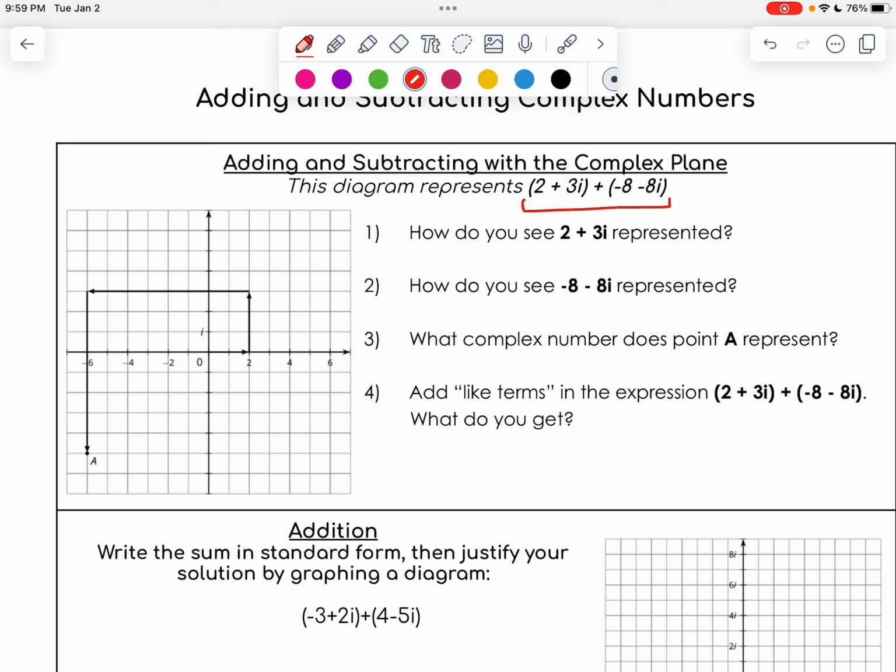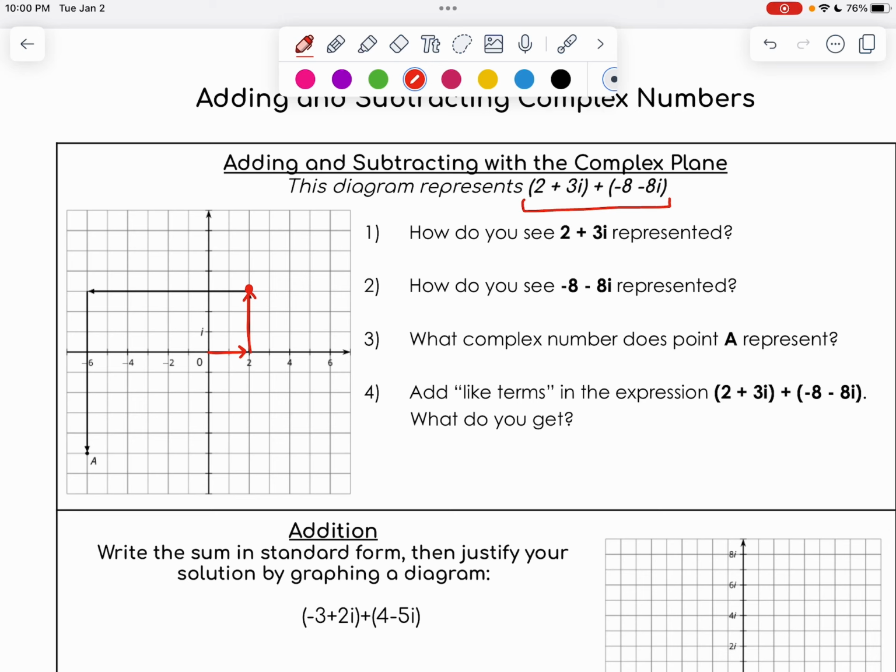So the first thing I want you to look for is, how do you see 2 plus 3i represented in this diagram? Take a second and see what you think. If you remember back to when we graphed complex numbers, 2 plus 3i, I would move 2 on the real number line, so that would be 2 to the right, and then 3 in the imaginary axis direction, so that would be up 3. So 2 plus 3i would be represented by that point right there. And so that's kind of where we see it on this diagram we've been given.